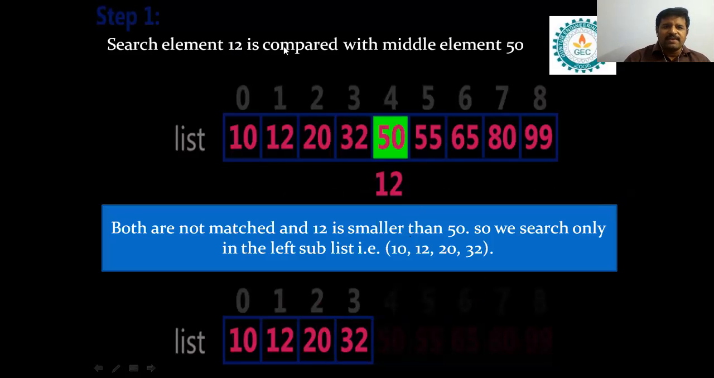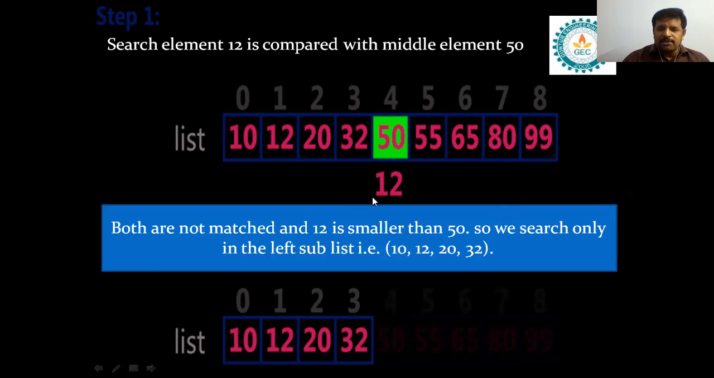So the search element 12 is compared with the middle element 50. Compare these two elements. Are the two elements matched with each other? No, both are not matched. And then the searching element is either smaller than 50 or greater than 50. We have to identify that. Here 12 is less than 50. So this sublist is called the left sublist. The left part contains 4 elements: 10, 12, 20 and 32.